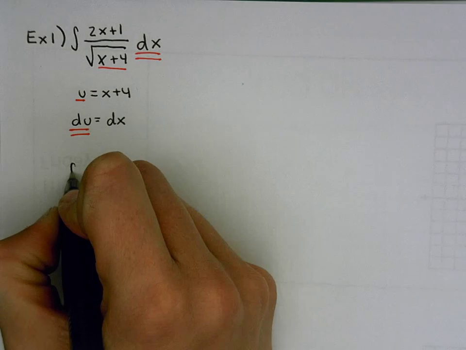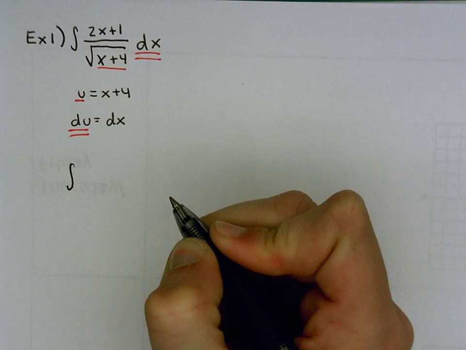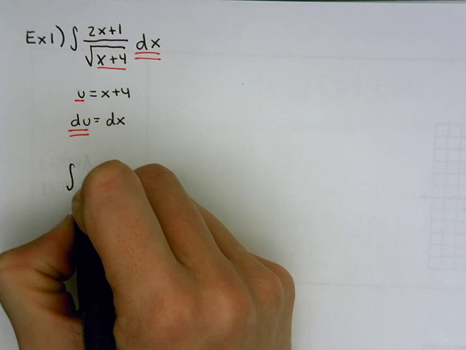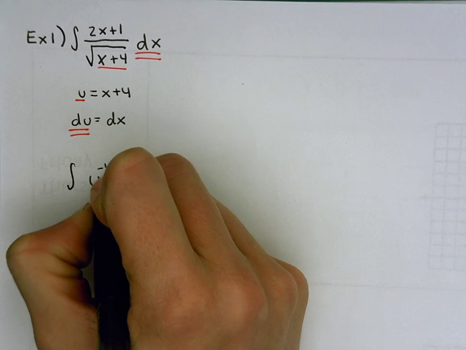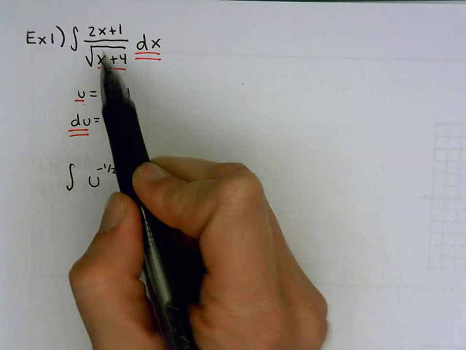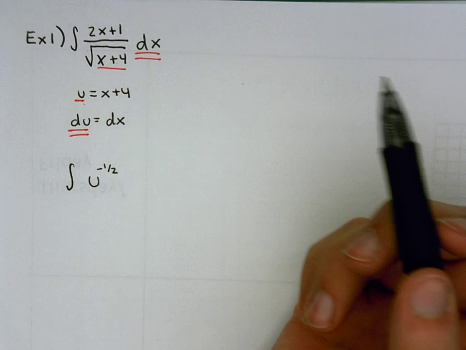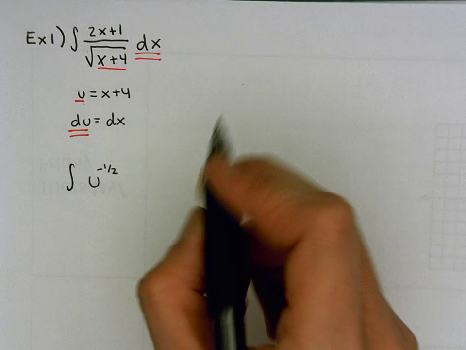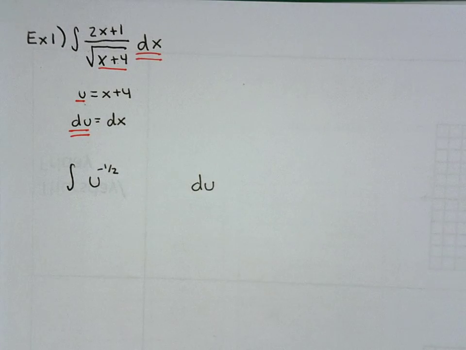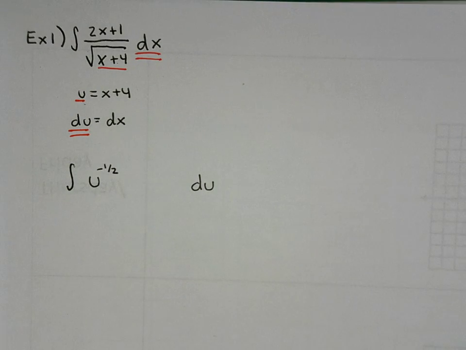First of all, I'm just going to kind of write what we've got so far. This root x plus 4 is u to the negative 1/2, because the x plus 4 is my u, and this root is the 1/2 negative because it was in the denominator. And then the dx is going to be my du.